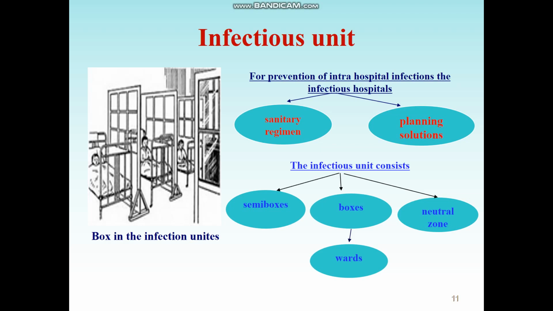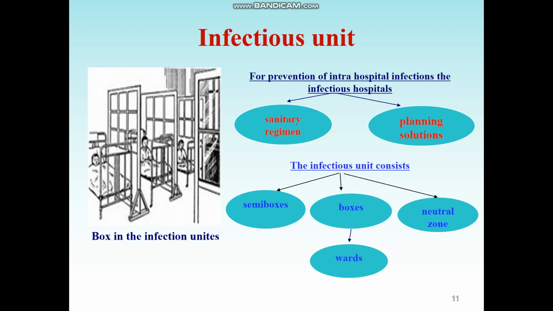For prevention of intra-hospital infection, the infection unit and infection hospital have some features considering a sanitary regime and planning solution. The sanitary regime includes patient isolation, sanitary cleaning, disinfection of premises, utensils, equipment, and linen. The planning solution of infection units and hospitals is based on separation of clean and dirty streams.